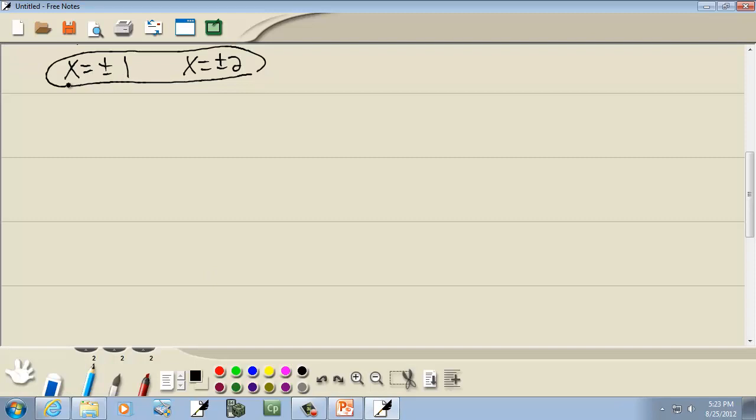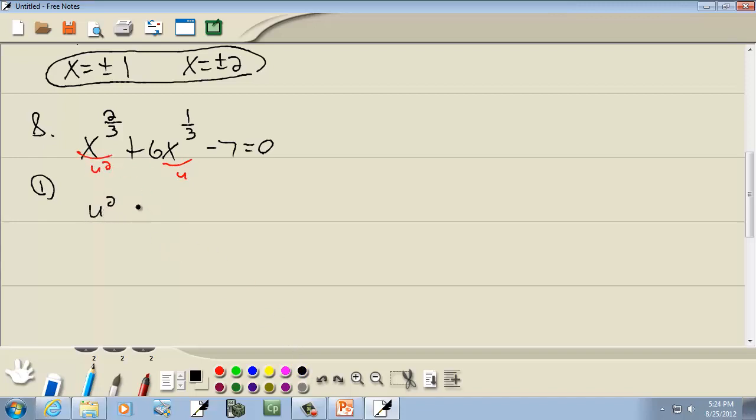Okay, let's look at this one. So we got x to the 2/3 plus 6x to the 1/3 minus 7 equal to 0. Step 1. Let the variable part of the middle be u. So this will be u, and the variable part of the first be u squared. So this becomes u squared plus 6u minus 7 equal to 0. Now again, if you can take the variable part of your middle, which is x to the 1/3, raise it to the second power, and it gives you the variable part of the first, that's when you can use this.